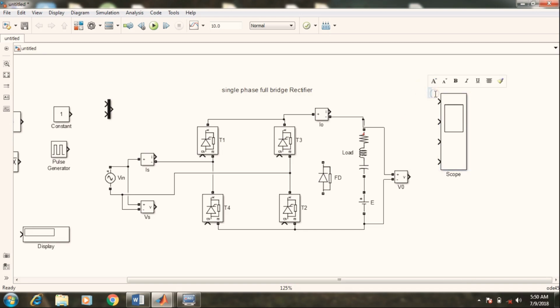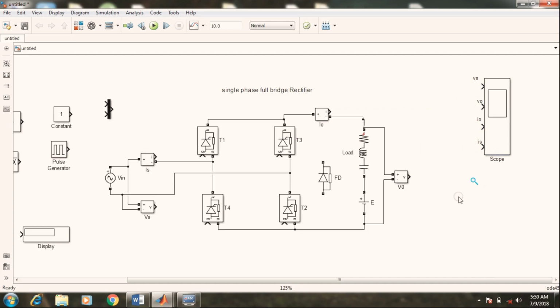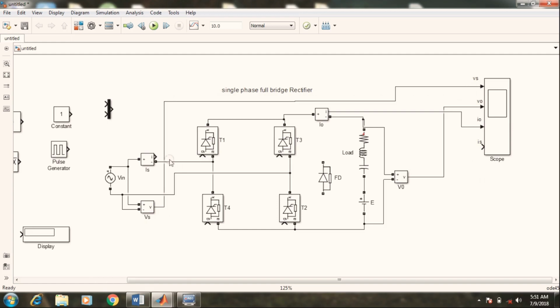So I want to connect it in such a way that the first one is Vs, next I want to see V0, next I want to see I0, next I want to see Is. So I want to connect it like this. Scope. So V0 and I0, they can be connected here like this. V0, I0. So Vs, you bring it like this. Vs, and this is Is.